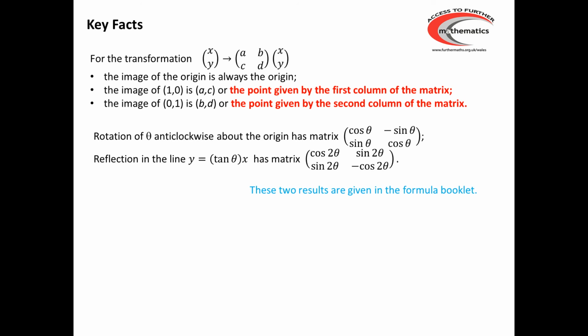There are two particular cases that we need to know for transformations. That is the rotation of angle theta anticlockwise about the origin, and also a reflection in the line y equals tan theta times x. And these two results you'll be able to find inside your formula booklet.